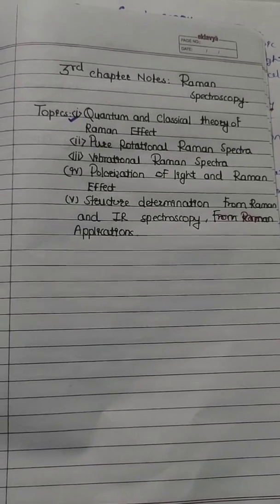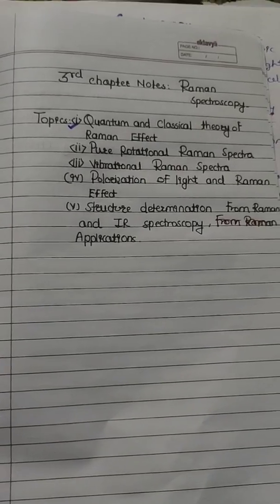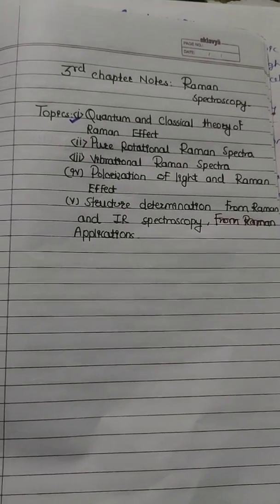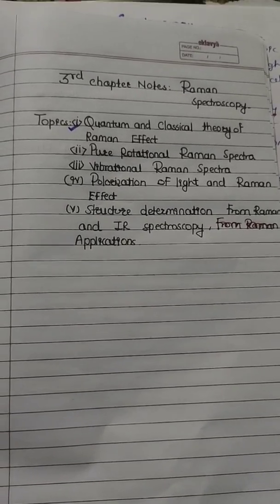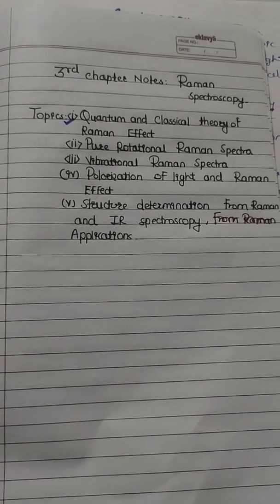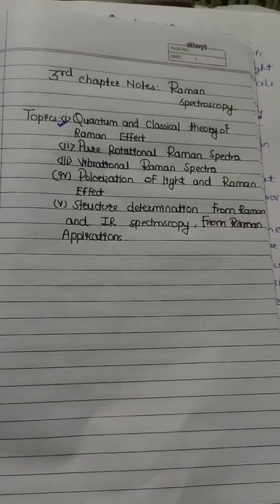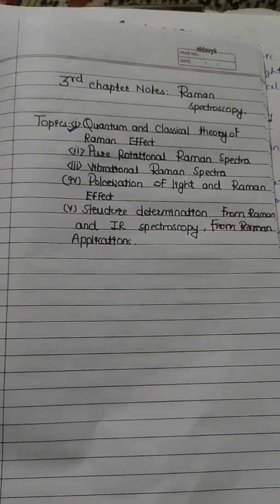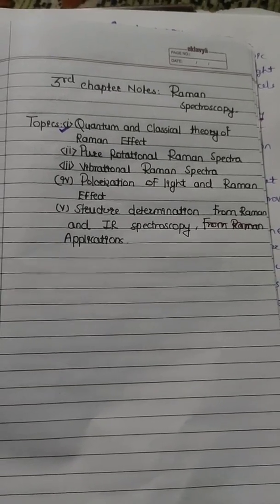Okay, today we are starting the third chapter, that is Raman Spectroscopy. So here we discuss the topics. First topic is the quantum and classical theory of Raman effect. Second topic is pure rotational Raman spectra. Third is vibrational Raman spectra. Fourth is polarization of light and Raman effect. And the last one is structure determination from Raman and IR spectroscopy and its application.